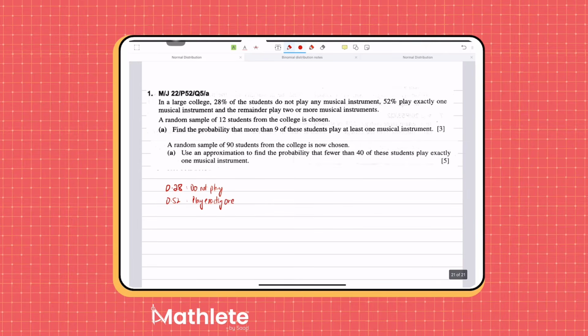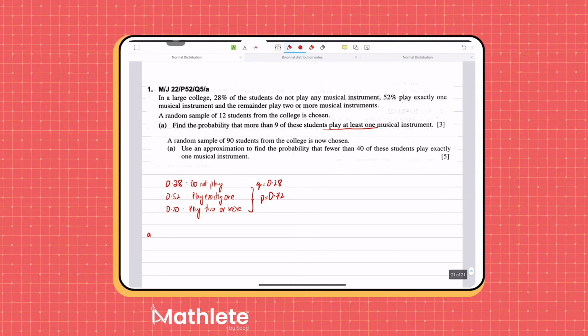And the remainder, which would be 100 minus 80, which is 20, that would be 0.20. These are the ones that play 2 or more. Okay, but like I said, we're not interested in 2, 3, 4. We're interested in whether they play or not play. Okay, so this is one category, that is they play. P for favorable outcome, because that's what we're interested in, right? We're interested in them playing a musical instrument. So this becomes 0.72, and the unfavorable outcome, which is not playing, remains 0.28.